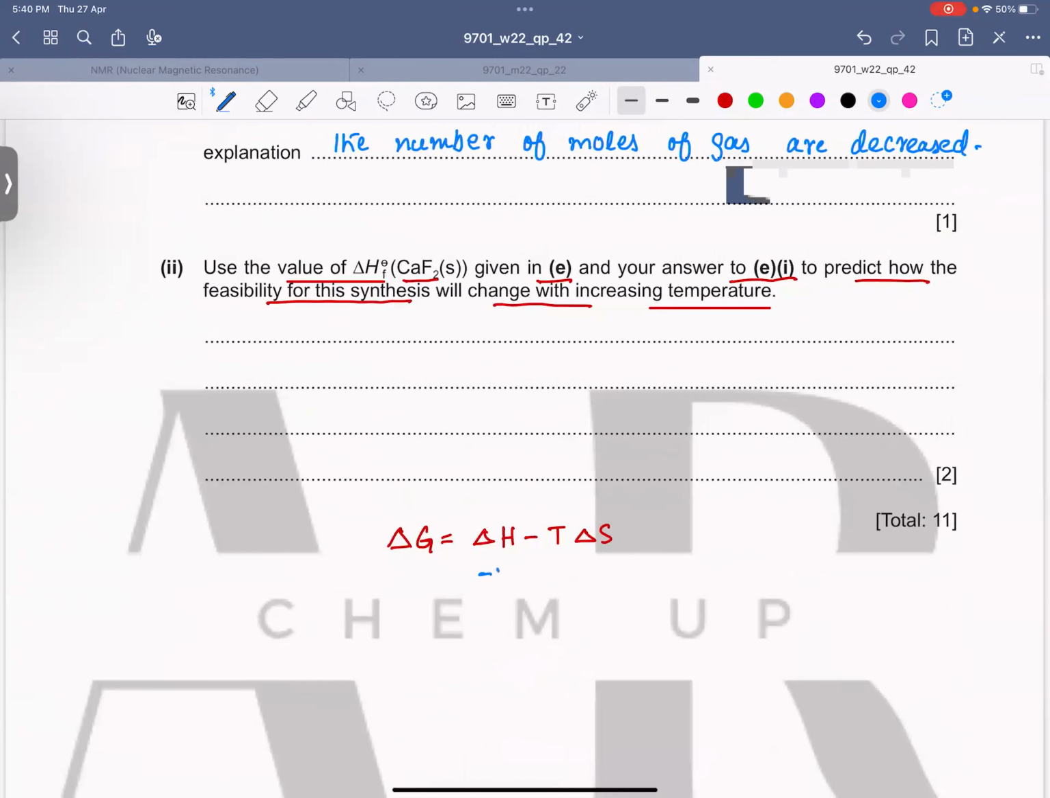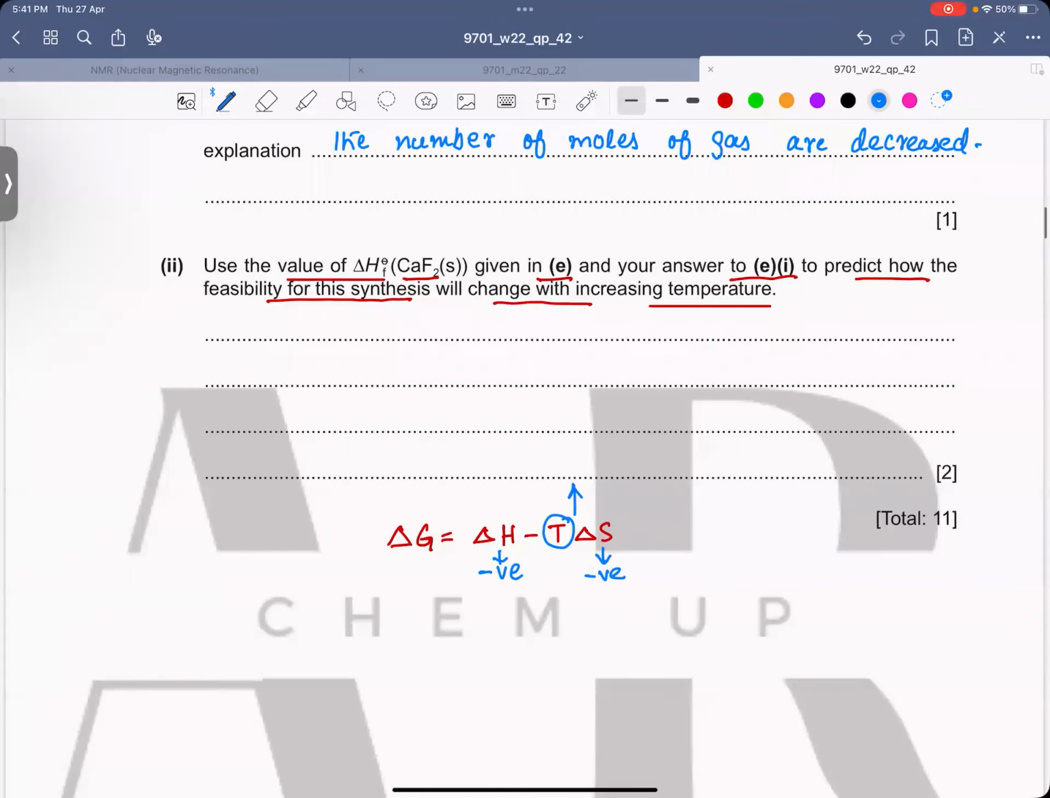So if I'm increasing the temperature, what would happen is that negative T delta S is positive. So the change in Gibbs free energy will actually be positive. So the reaction becomes less feasible. Is this understandable?